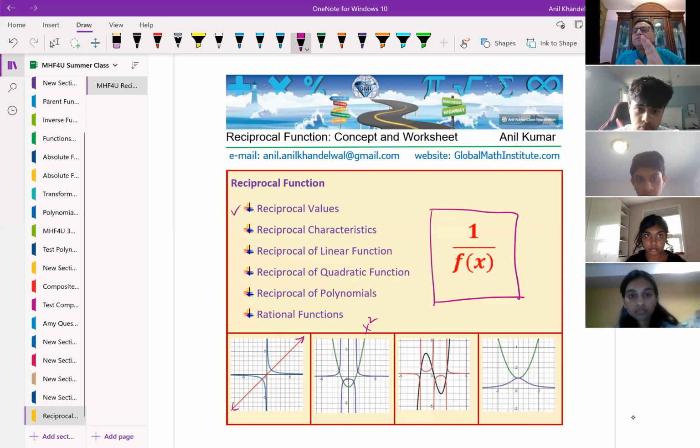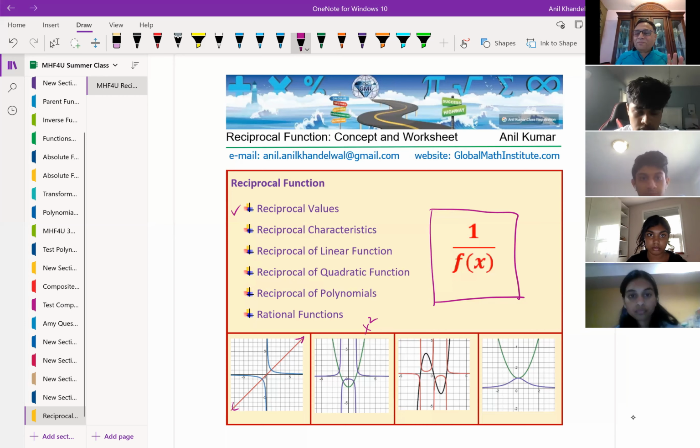Means if 5 is a value, then the reciprocal of 5 is 1 over 5, correct? If minus 5 is the value, then minus 1 over 5 will be the reciprocal. Just from the values, we learn a very important thing: the reciprocal of a positive value is positive, the reciprocal of a negative value is negative.